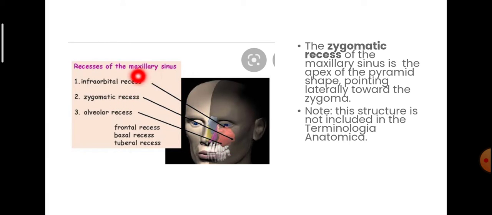Other recesses include the infraorbital recess and the alveolar recess. The zygomatic recess of the maxillary sinus is the apex of the pyramid shape pointing laterally towards the zygoma. Interestingly, this structure is not included in Terminologia Anatomica.